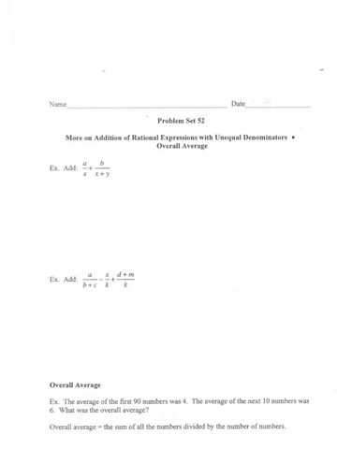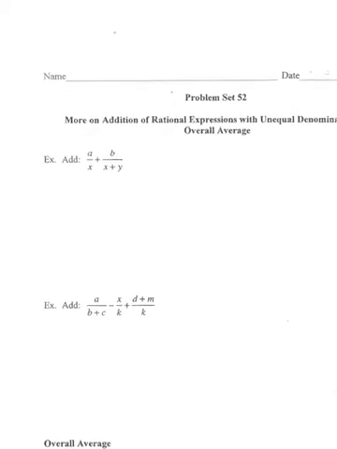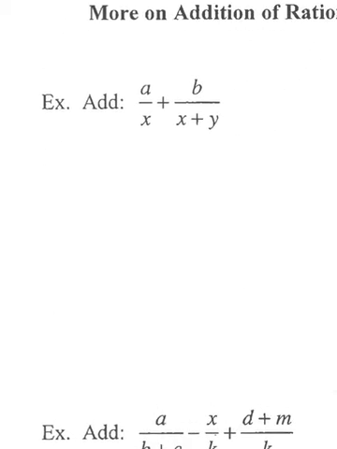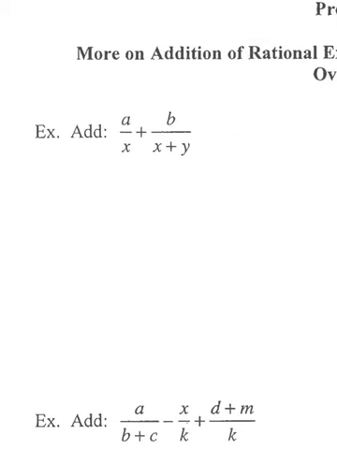So let's take a look at this first example, and you notice we have two rational expressions here that we're trying to add together. We have a over x plus b over x plus y, and one of the things to notice first and foremost is that they do have different denominators. So what we have to do is find a common denominator before we can add these together. This is a very similar concept to how we add fractions.